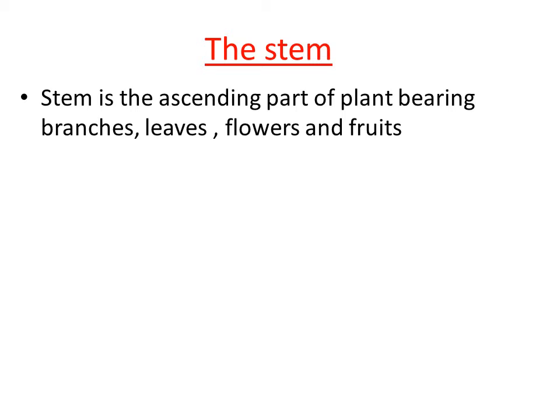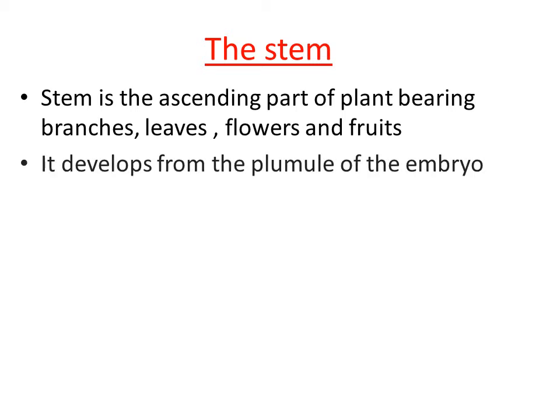But the stem is the ascending part of the plant bearing branches, leaves, flowers and fruits. So there are different parts we can see on the stem. Stem forms branches and it leads to the formation of leaves, and also we can see flowers and fruits. So stem is the ascending part of the plant bearing branches, leaves, flowers and fruits.